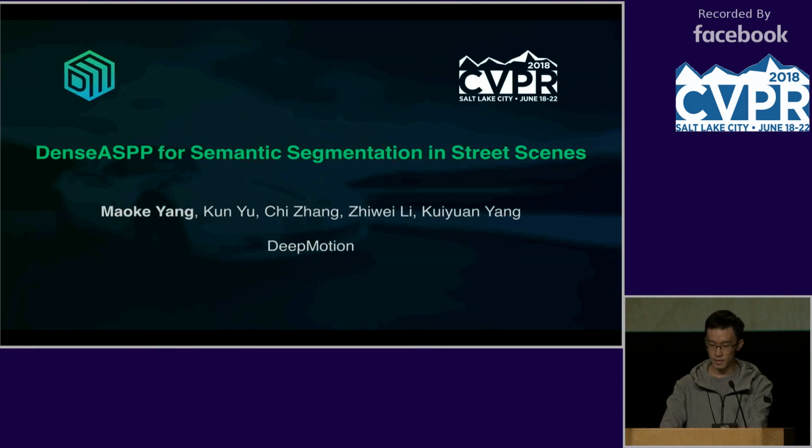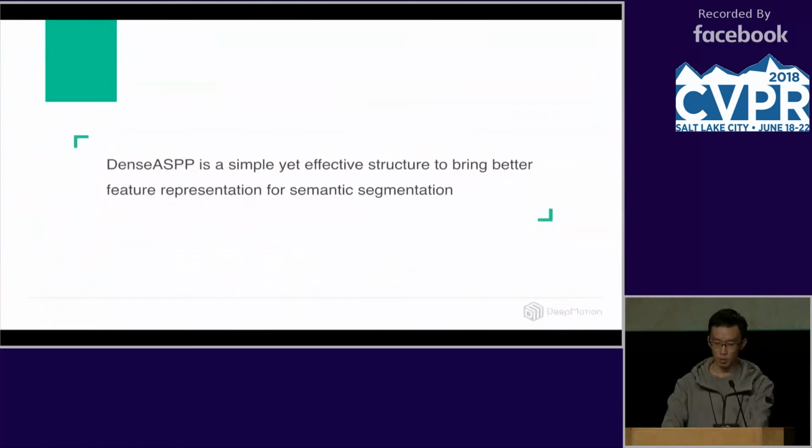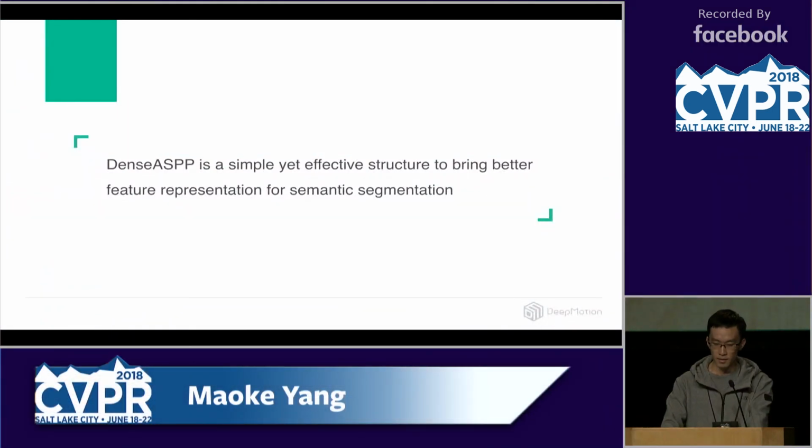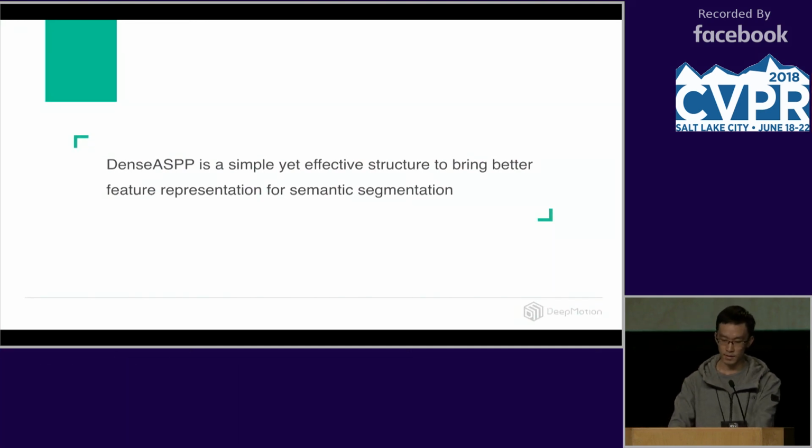Today, I will present our work on semantic segmentation for street scenes, which is a basic task in autonomous driving. The key idea of segmentation is to arrange suitable features for each pixel. I will propose to use dense SPP to provide base feature. Dense SPP can be seen as an improved version of ASPP in DeepLab, and is a simple yet effective structure to bring better feature representation for segmentation, especially segmentation in street scenes.